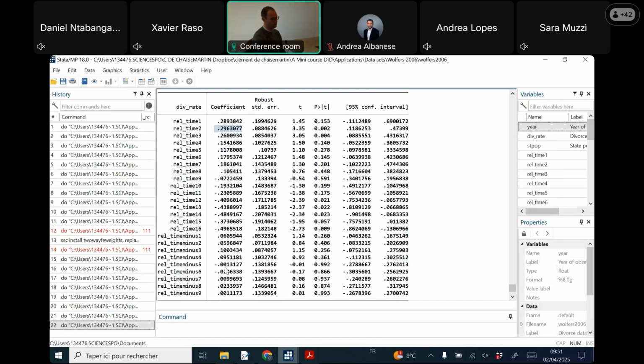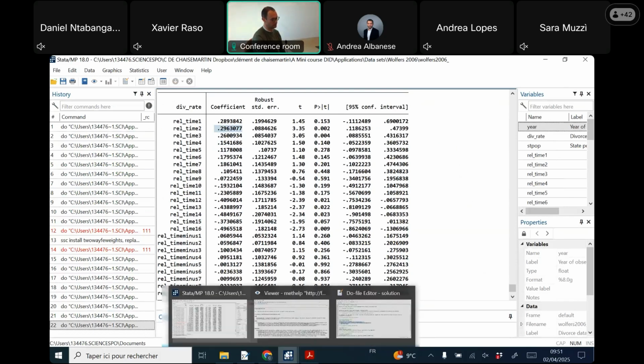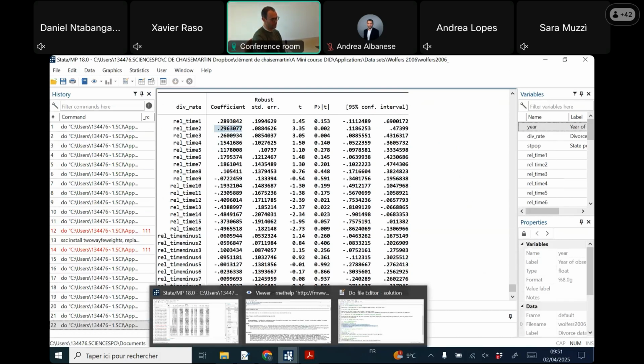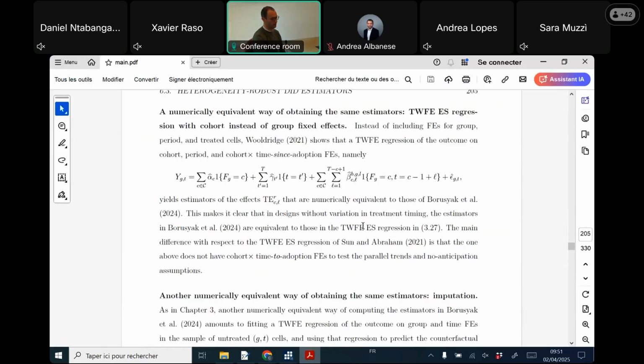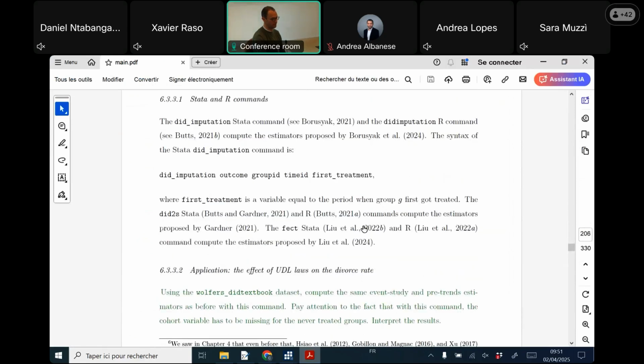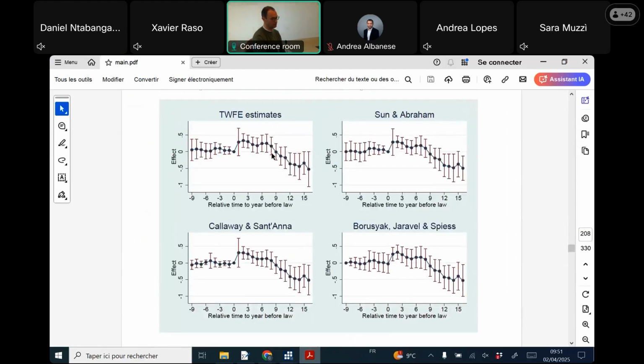And the placebo estimators are small and insignificant. Okay, so the picture is not very different, and actually if we put those on a graph, it's going to be more compelling visually. So that's the two-way fixed effect estimators. That's the Sun and Abraham estimator. So you see that the differences are not very large.